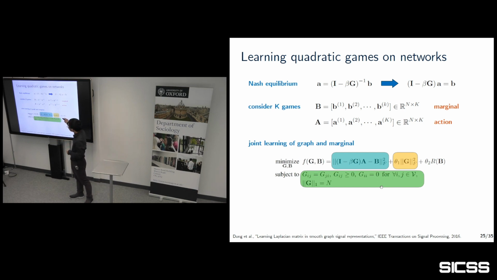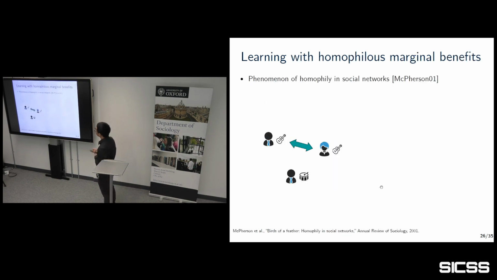We also need some constraint or prior information on this B, the marginal benefits. The simple thing that we consider is, again, an idea taken from homophily. So two people are likely to form a link if they have similar characteristics. This characteristic here is, in fact, the marginal benefit. So you like music, therefore, taking certain actions will lead to a higher payoff, for example.